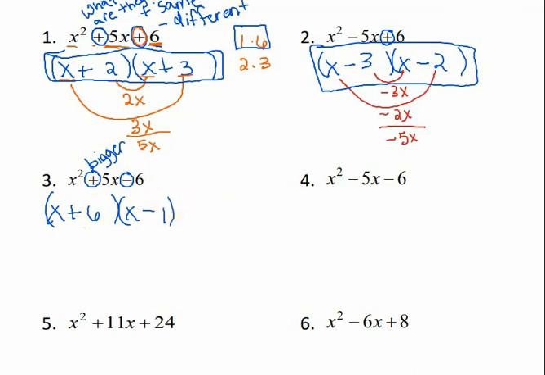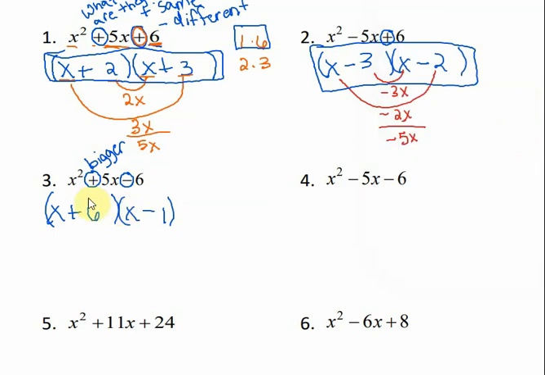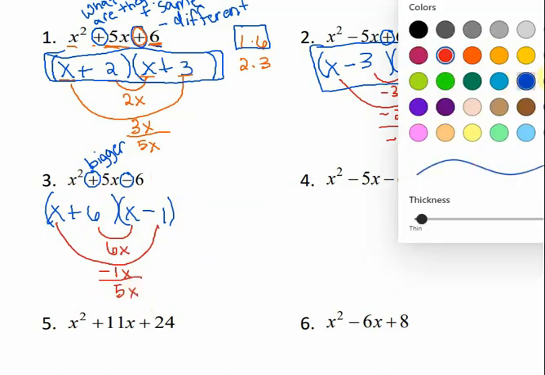Okay, so let's double check this. I know the first 2, if I multiply those 2 together, I get x squared. If I multiply these together, I get 6, but let's check to see if I get my middle term. Make a smiley face. That's a positive 6x, and then this would be a negative 1x, which would give me a positive 5x. And that's what I need it to be. So I know that that's correct.